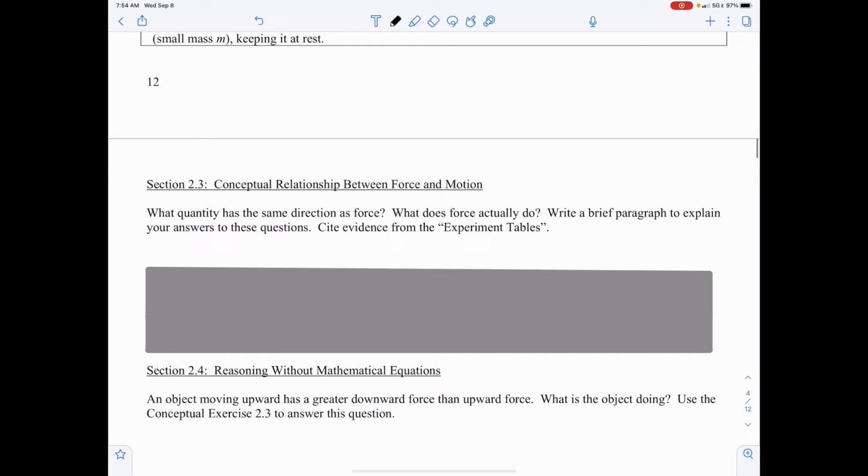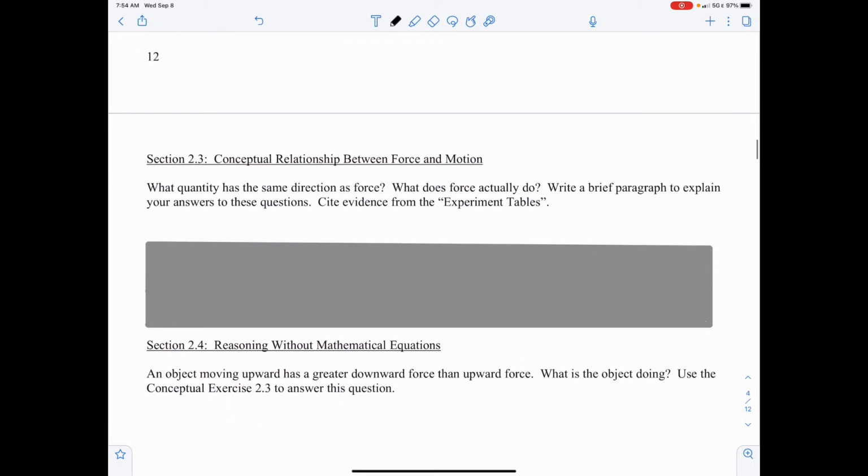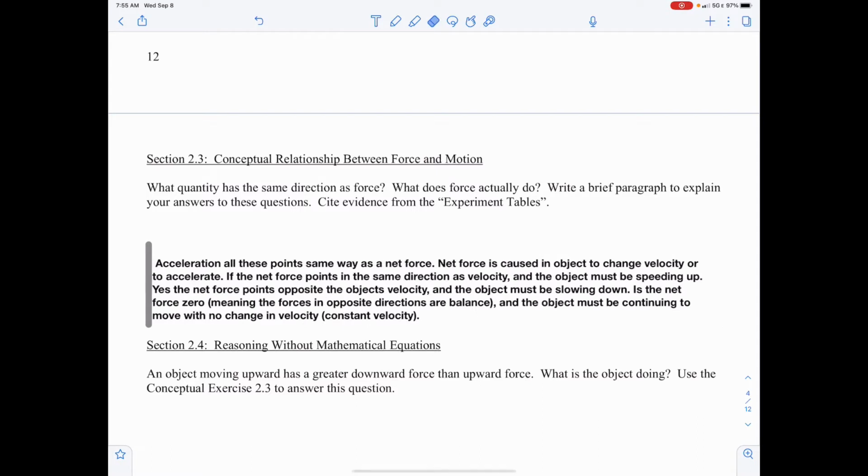Section 2.3. What quantity has the same direction as force? What does force actually do? Write a brief paragraph to explain the answers to the question. Cite evidence from experiment tables in your electronic textbook. Acceleration, ladies and gentlemen, is what points the same way as a net force.